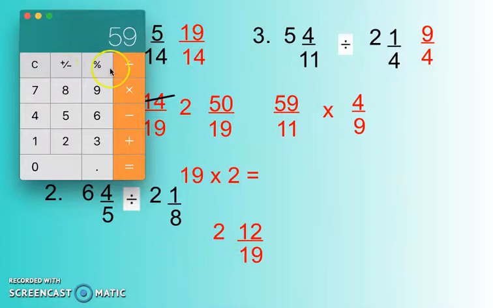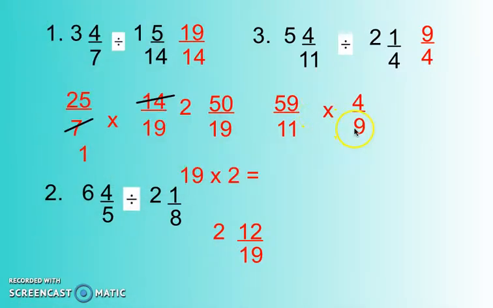5 won't work because it doesn't end in 5. 6, no. 7 times 8 is 56, so that won't work. 9 times 6 is 54. That is not going to work. So it looks like there's no other factors except for 1 and 59, and 1 goes into 9 and 11, but nothing else. And so we're going to leave it as is, and so we're going to multiply straight across.